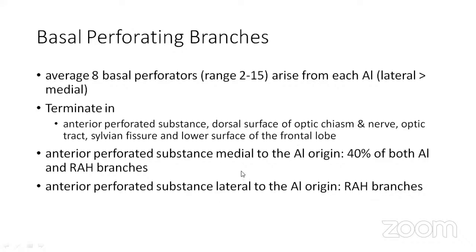Anterior perforated substance medial to the A1 origin: 40% of both A1 and recurrent artery of Heubner branches. Anterior perforated substance lateral to the A1 origin gives recurrent artery of Heubner branches.